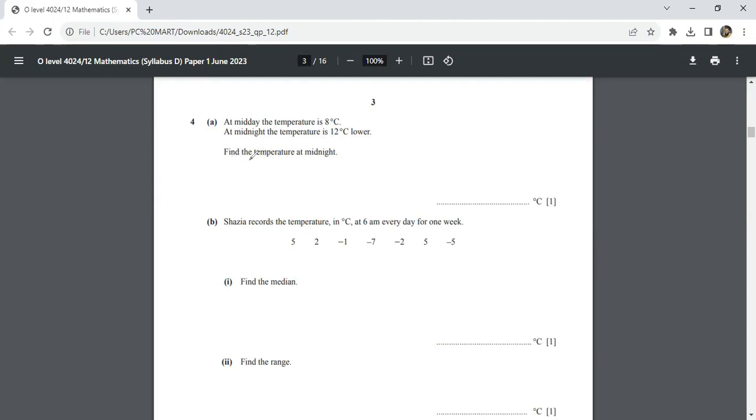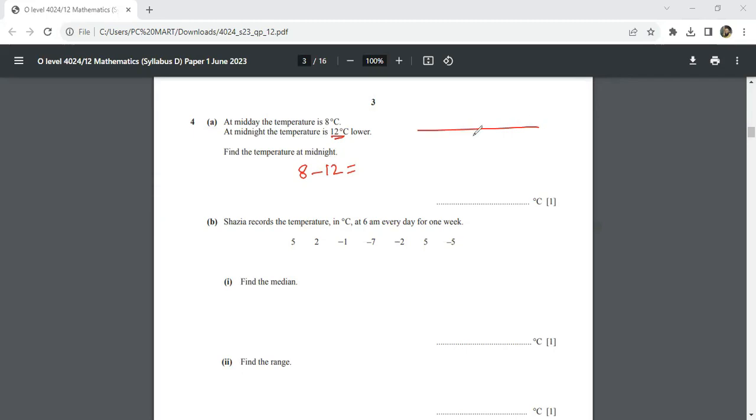Sorry, you need to find the temperature at midnight. So it is 8 minus, lower means 12 degrees lower, means 8 minus 12. Since this number 8 is lower than 12, the answer will be on the negative side.